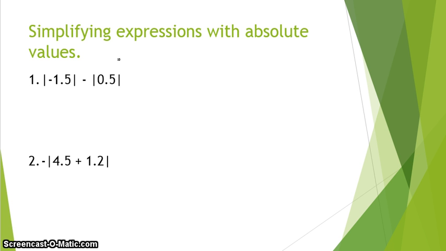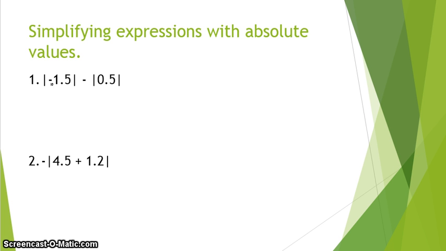Let's talk about simplifying expressions with absolute value. Simplifying basically means do the operation that it says to do. So here it has absolute value of negative 1.5 minus absolute value of 0.5. In this case, when you have absolute value of something, minus or whatever operation this is going to be, absolute value of something else, first you have to take care of absolute values.